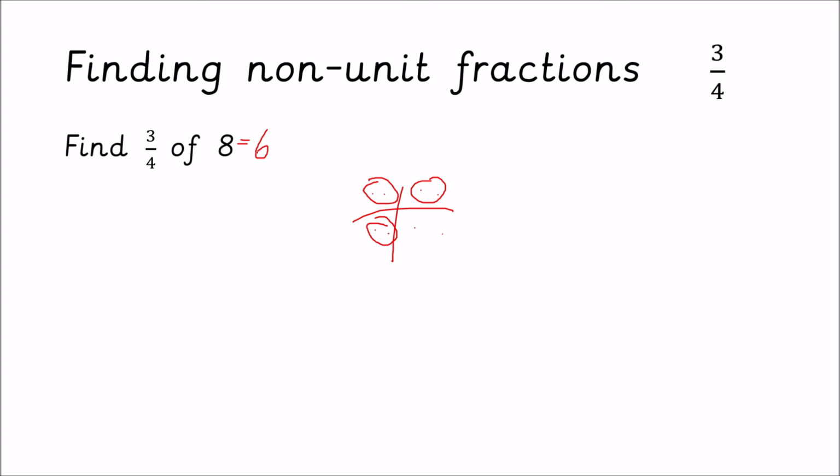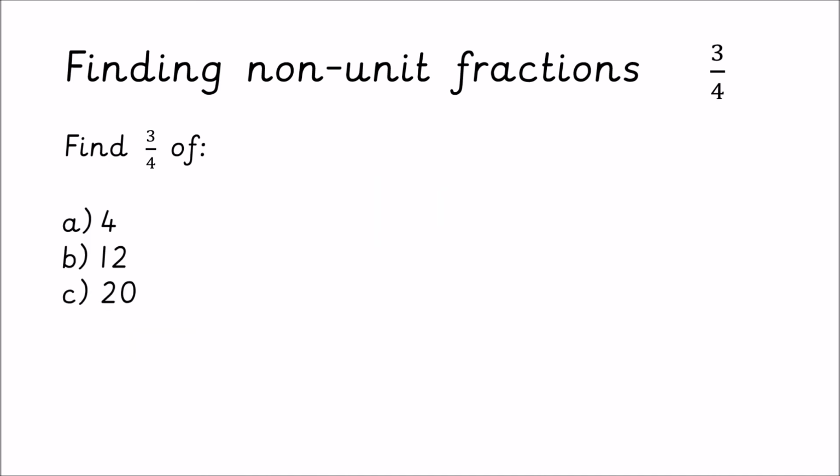And again, you wouldn't need to draw anything out if you know your times tables, because you would simply say, well, 8 divided by 4 is 2, and then 2 times 3 is 6. Why am I timesing by 3? Because my numerator is 3. So have a go at finding 3/4 of these numbers. Pause the video, resume it when you're ready.